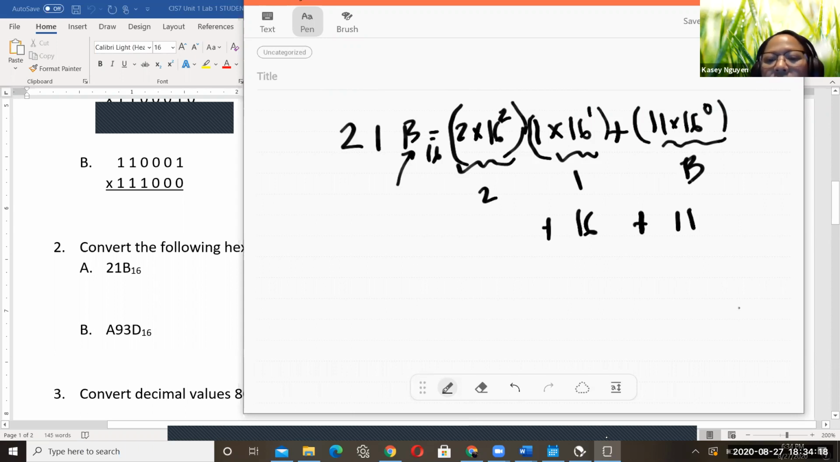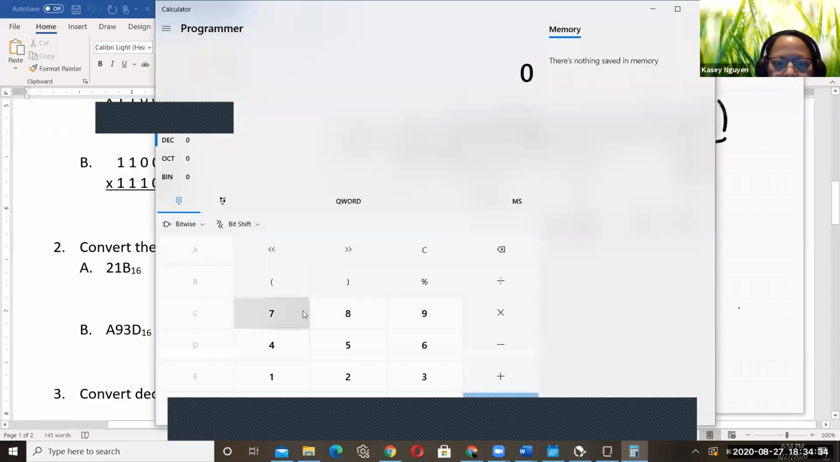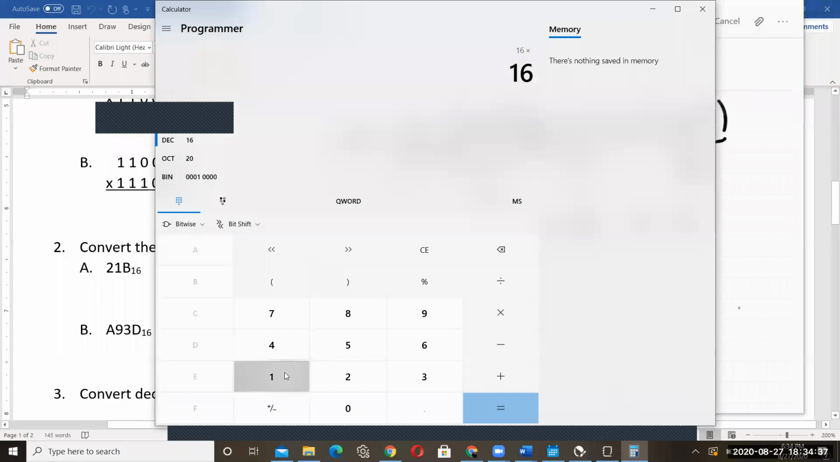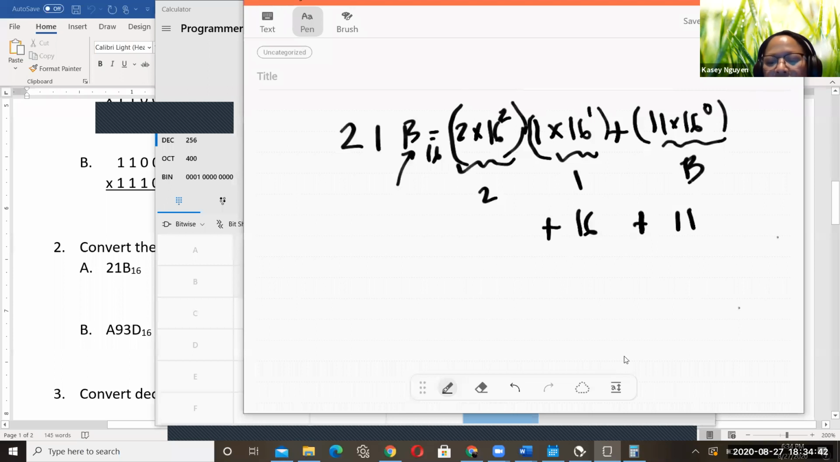plus 16 squared is 256, I believe. Let me double check. Yes. Okay, 256, and then multiplying it by 2 should give you 512. So once you add all of this together, you should have the decimal equivalent.